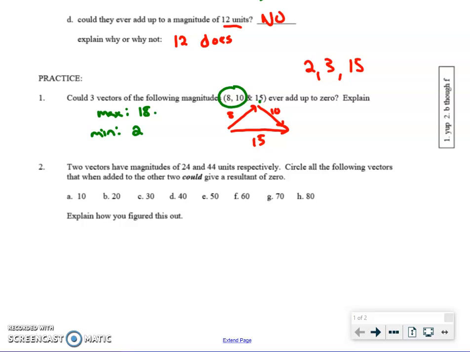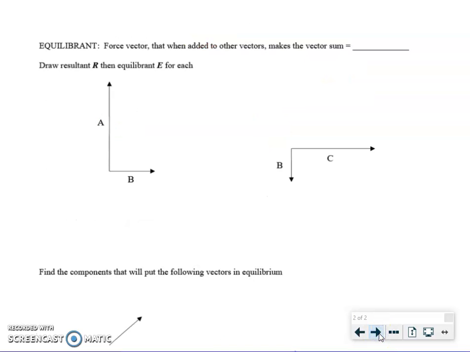Now, there's one little extension to this that I want you to be aware of, and that's called the equilibrant. Since we're talking about forces, and the latest lessons have been where we want the system to be in static equilibrium, we want to understand how to add a force to existing vectors so that the vector sum is 0, and that's called equilibrium. Think of an object hanging from a string.